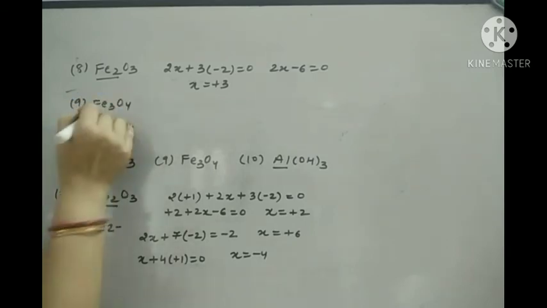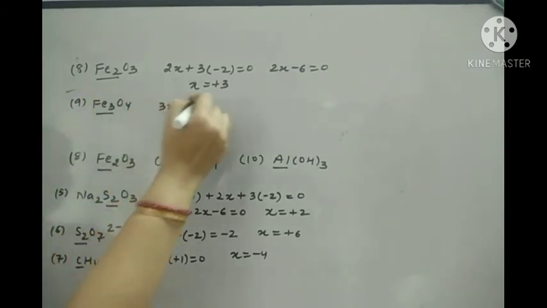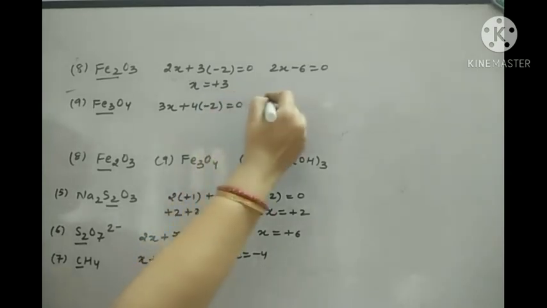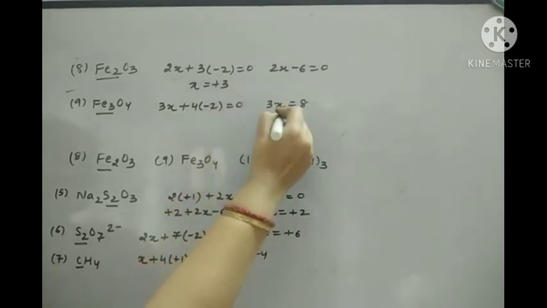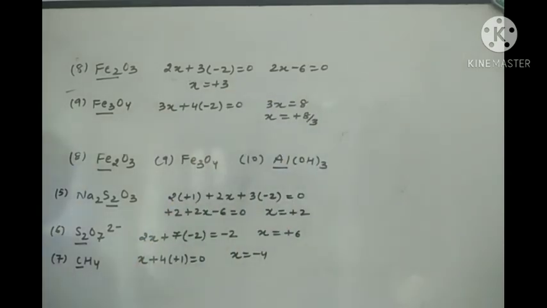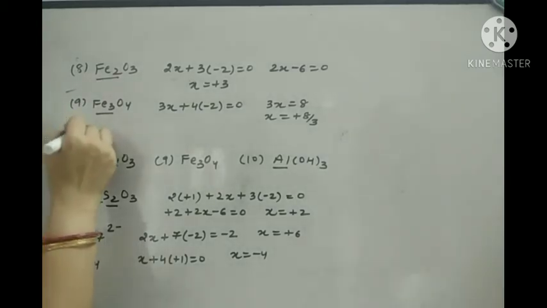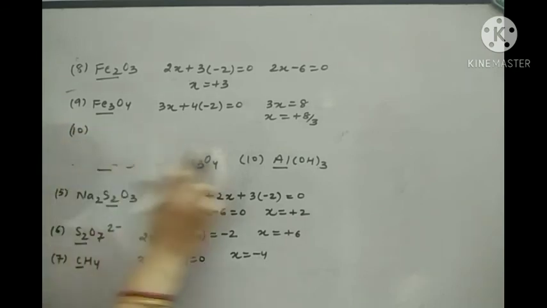Likewise, Fe3O4. So I will put 3x here plus 4 into minus 2 equal to 0. 3x is equal to 8, or x equal to plus 8 by 3. So what is the charge on iron? It is plus 8 by 3. Okay. Although we are going to discuss this fractional oxidation state separately. Now the 10th is Al(OH)3.